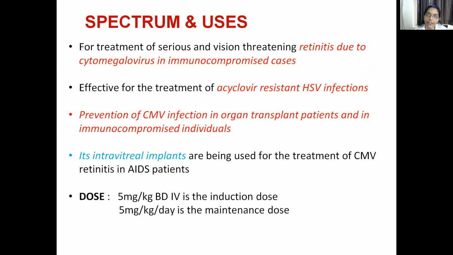The dose is 5 mg per kg BD IV as the induction dose, then 5 mg per kg per day as the maintenance dose.